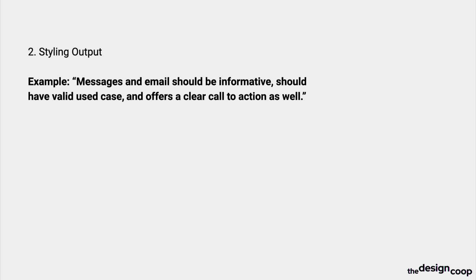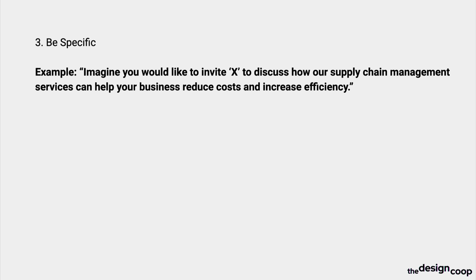Now the artificial intelligence knows how you want the results. You want to make sure that the artificial intelligence sticks to the clear guidelines that you've given. So if you need to, be more specific. The example given was, imagine you would like to invite Coca-Cola to discuss how our supply chain management services can help your business reduce costs and increase efficiency. You're telling the AI to create a case study, to focus on supply chain management, and to reduce business costs while increasing efficiency.